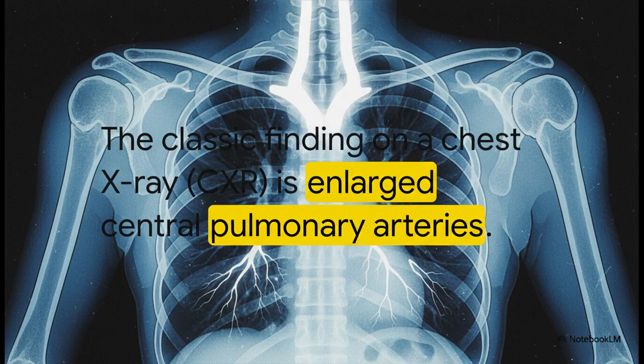And on the chest x-ray, the classic sign you're looking for is big, beefy central pulmonary arteries. They just look really prominent because they're dealing with all that pressure day in and day out. At the same time, the vessels further out in the lungs might actually look smaller than normal.